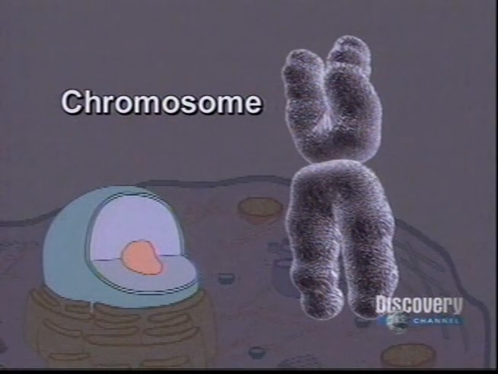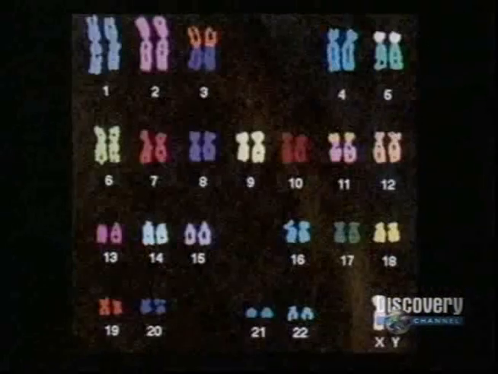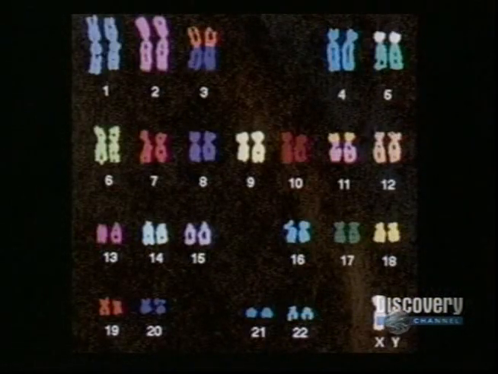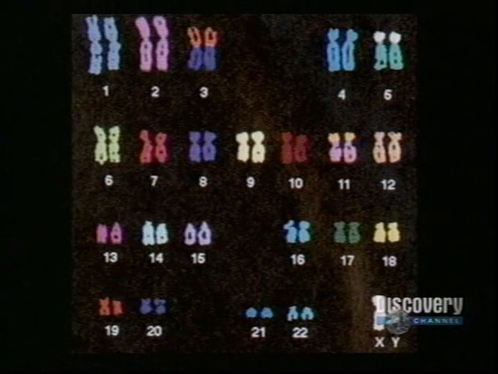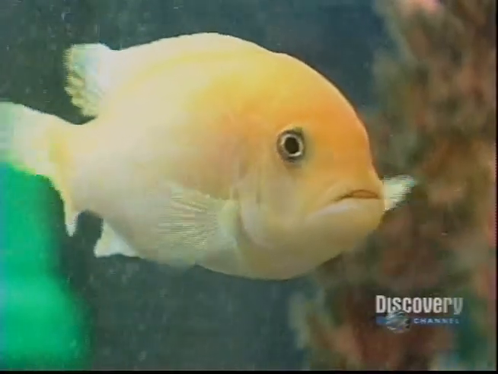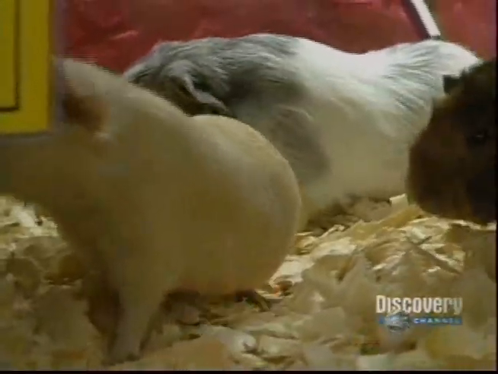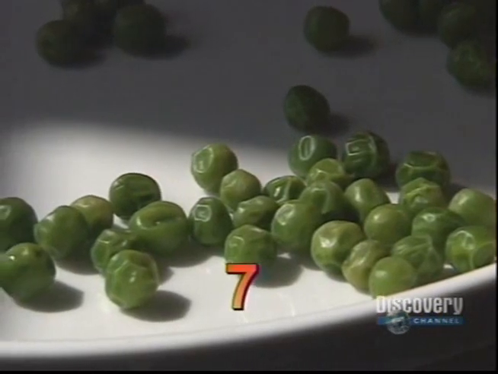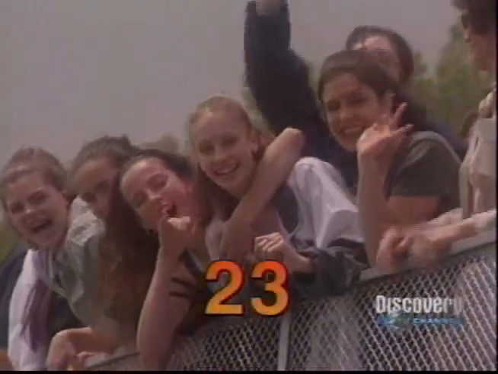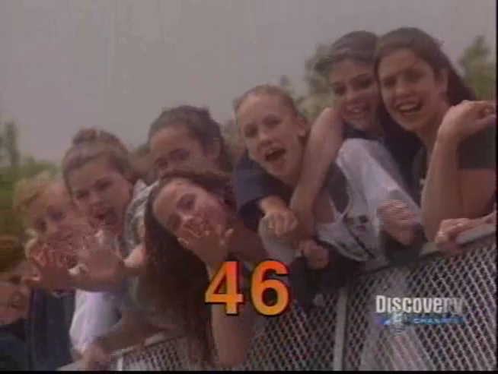Chromosomes vary in size and shape and usually occur in matched pairs. Different species have different numbers of chromosome pairs. Goldfish have 47 pairs. Some orchids have 28 pairs. Guinea pigs have 32 pairs. And peas have 7 pairs. Humans have 23 pairs, or 46 chromosomes per cell.